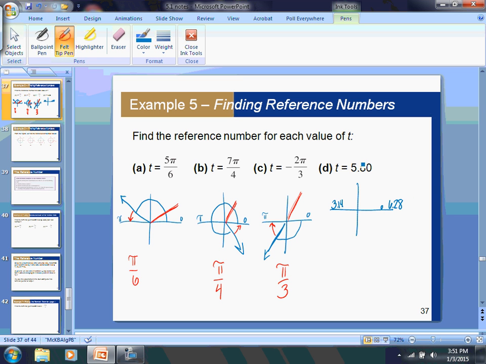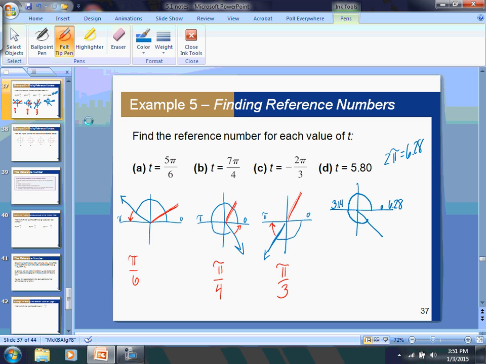Okay, so if I'm going 5.8, that means I start at 0, I go around to 3.14, and then I keep going until I get to that 5.8. Now, I don't know exactly where it is, but I know it's not all the way to 6.2. Okay, because 2 pi is 6.28. Okay, so I'm somewhere over in here.